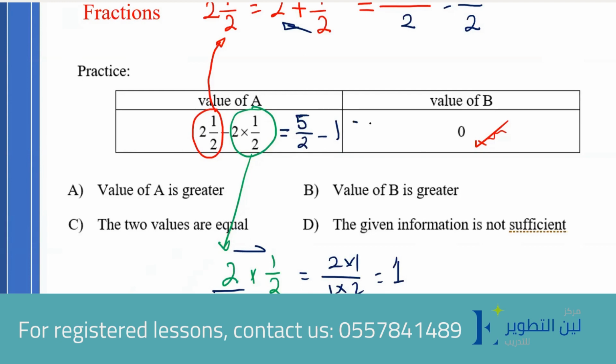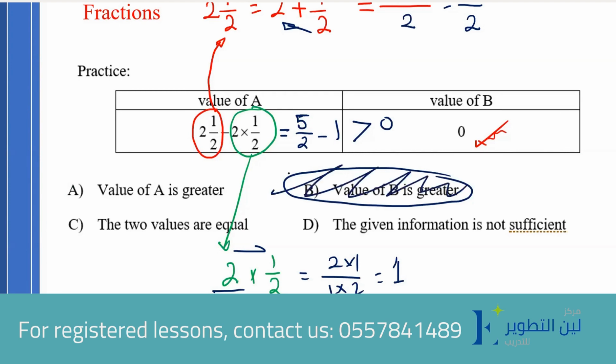And this is greater than what? This is greater than 0. So the answer is B. No, not greater than 0. Sorry, A is greater. Sorry, A. The value is A, because this is A. Yeah, so the answer is A. The value of A is greater.